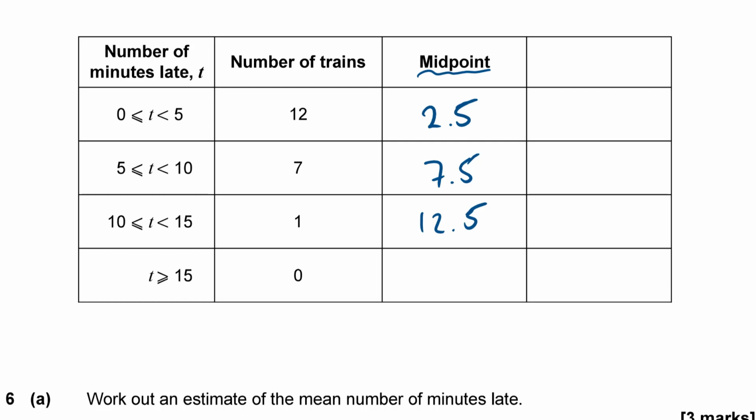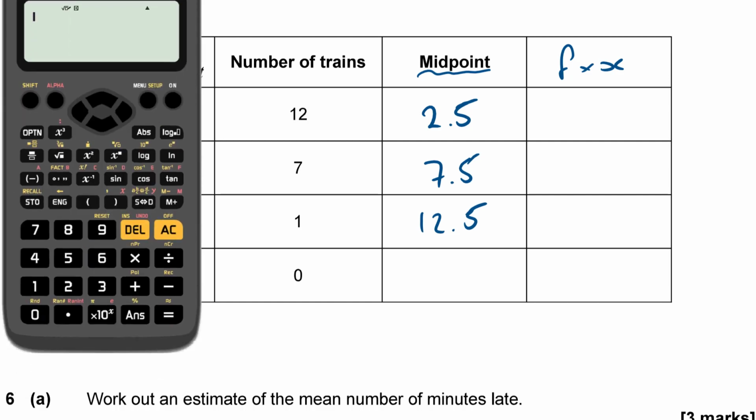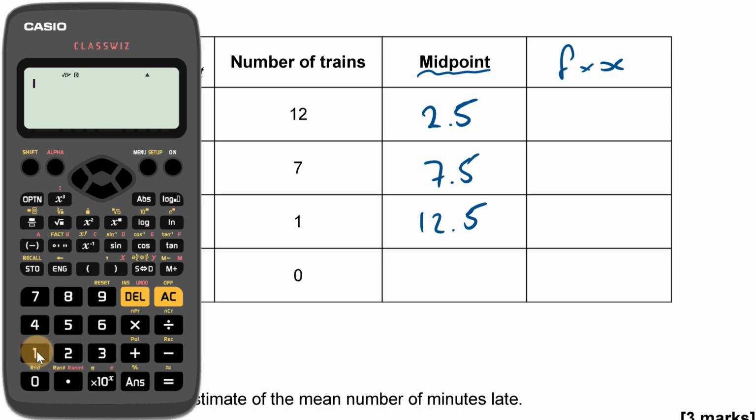Okay, and then to find an estimate of the mean, we need to multiply our f values, our frequency, times our x value, whatever the values are that we've got. Okay, so we're going to use the midpoint as our estimate. So 12 times 2.5 basically. So reaching for a calculator. So 12 times 2.5, that comes out to be 30.